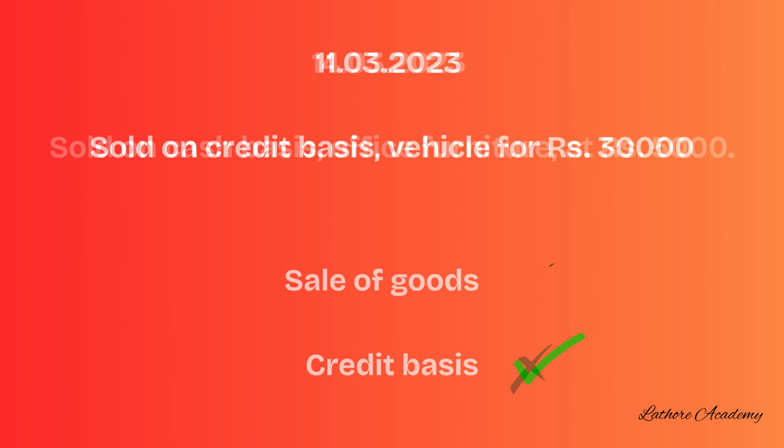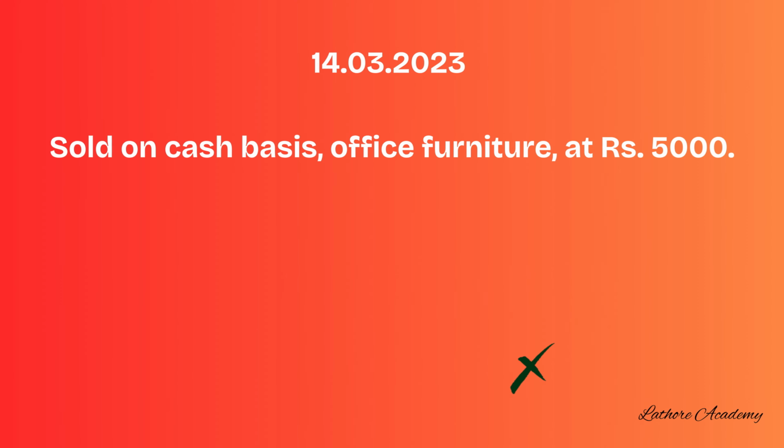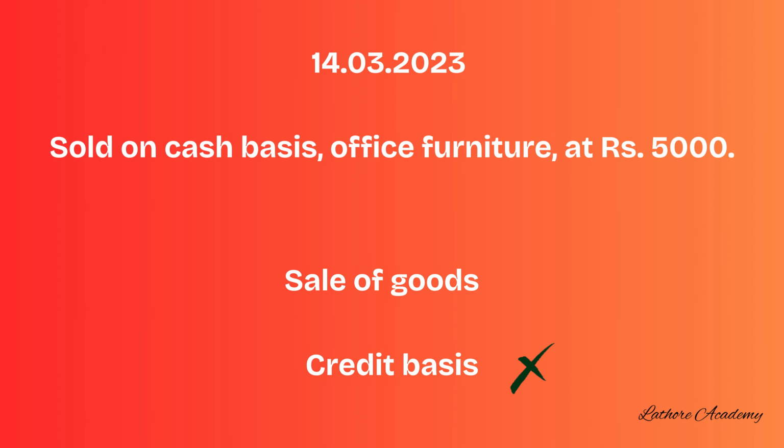And the last transaction, on 14th March, sold office furniture on cash basis. Since it is a fixed asset and sold on cash basis, this will not appear in the sales book. This will appear in the cash book.